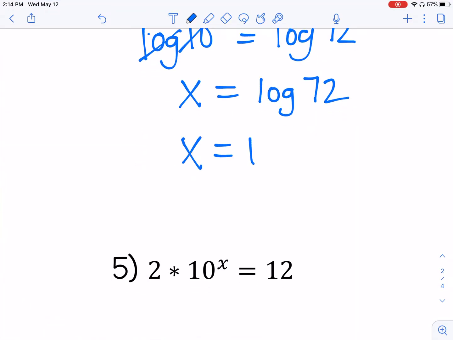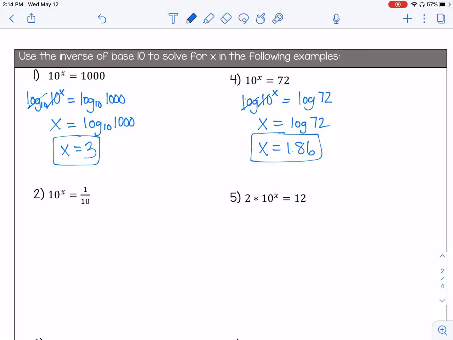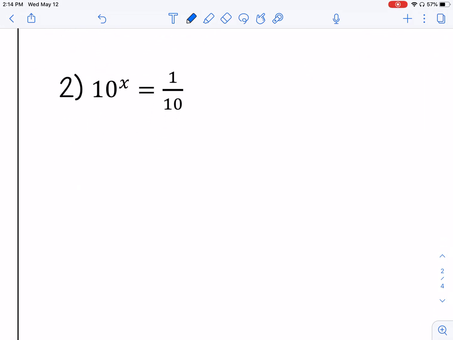So 10 to the 1.86 power is going to get us 72. Let's keep going. 10 to what power is equal to 1 over 10? Well, we know it's negative 1, but let's try it out. If we take the log base 10 of x, what you do to one side, you have to do to the other.